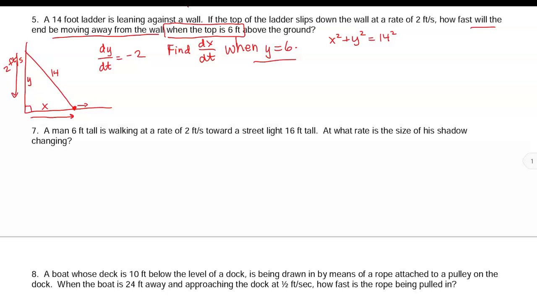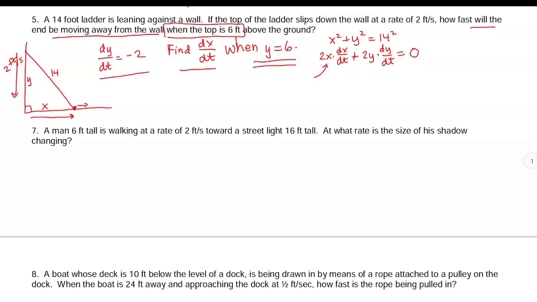Take the derivative implicitly with respect to t. So the derivative of x squared is 2x times dx dt, and the next is 2y times dy dt equals 0. We have 4 unknowns here. We have an x, a dx dt, a y, and a dy dt. Back in the given information, we do have dy dt given to us. We have to find dx dt, and we have a y given to us for the snapshot number. So what we need is a value for x.